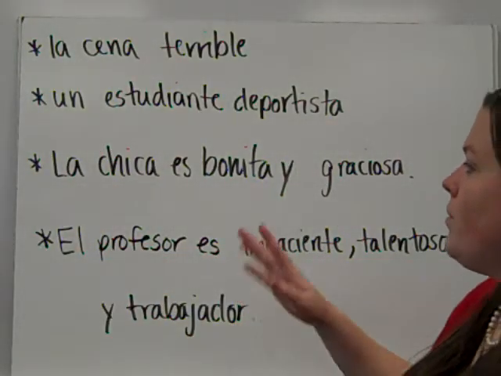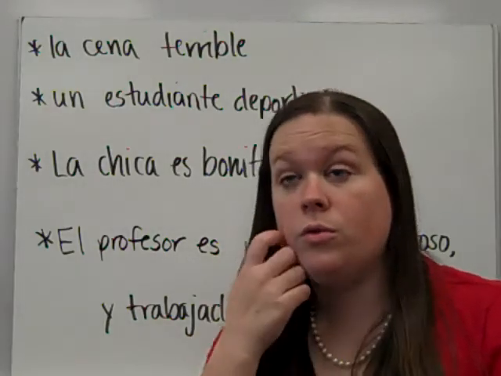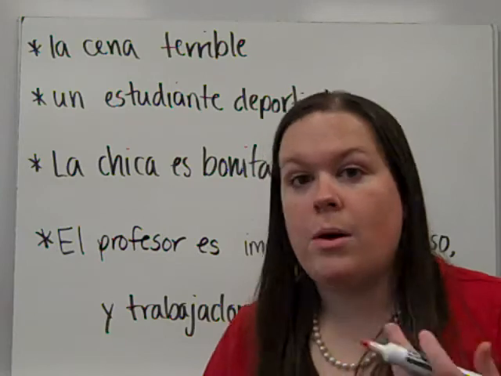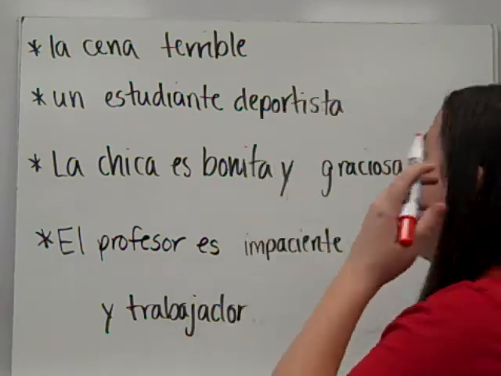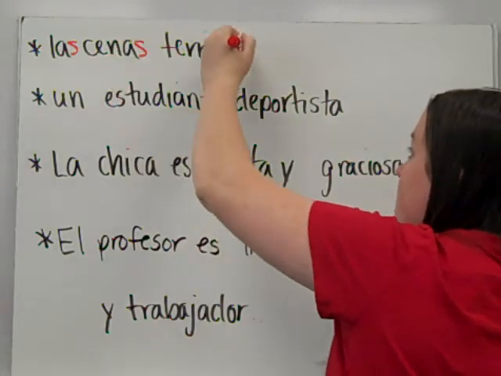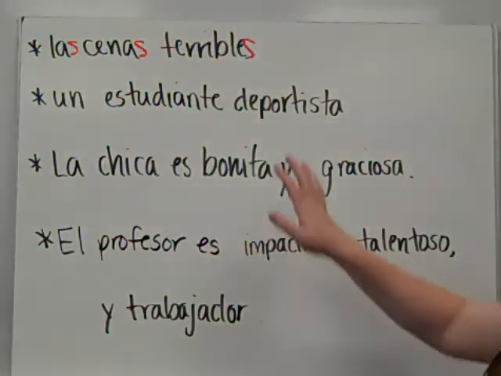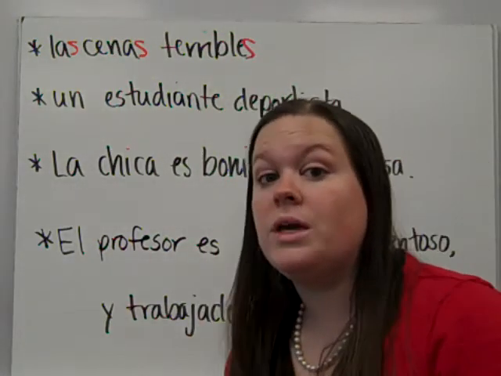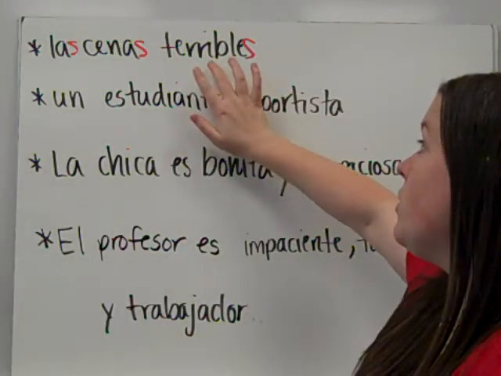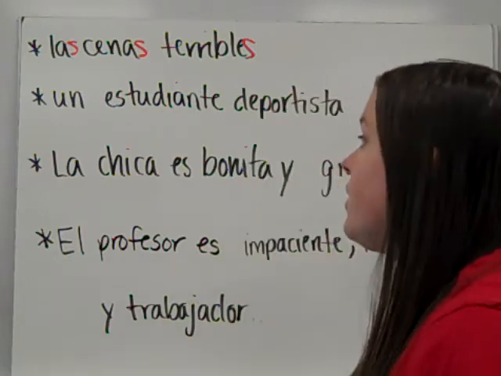All right. A couple examples to work through. So right now we have la cena terrible, the terrible dinner. Now we want to make it plural. So instead of the, we have plural. Dinner becomes dinners, and terrible is also plural. Adjectives have to agree in gender and number with what they describe. Since the dinners are plural, the adjective is too.